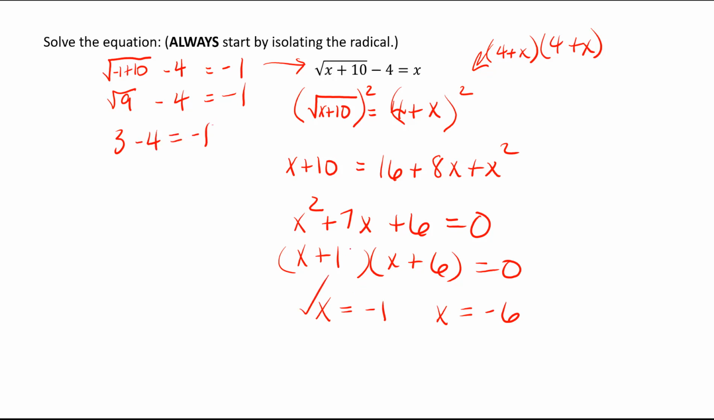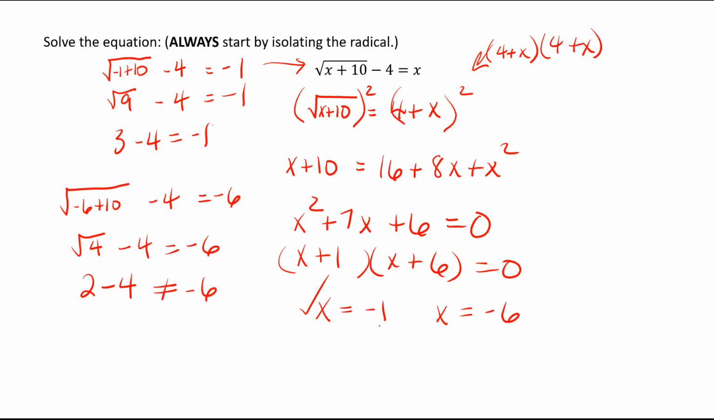So that one's right. How about -6? I'm going to put -6 in for x. So -6 plus 10 minus 4 equals -6. So that's going to be the square root of 4 minus 4 is supposed to equal -6. 2 minus 4 does not equal -6. So this is not a solution to this equation.